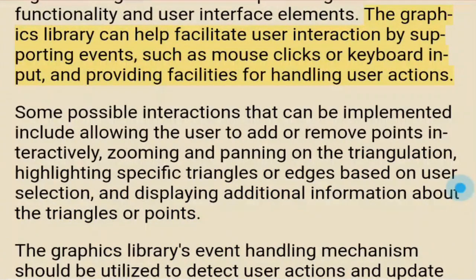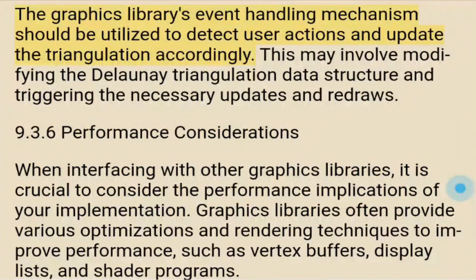The graphics library can help facilitate user interaction by supporting events, such as mouse clicks or keyboard input, and providing facilities for handling user actions. Some possible interactions that can be implemented include allowing the user to add or remove points interactively, zooming and panning on the triangulation, highlighting specific triangles or edges based on user selection, and displaying additional information about the triangles or points. The graphics library's event handling mechanism should be utilized to detect user actions and update the triangulation accordingly. This may involve modifying the Delaunay Triangulation data structure and triggering the necessary updates and redraws.